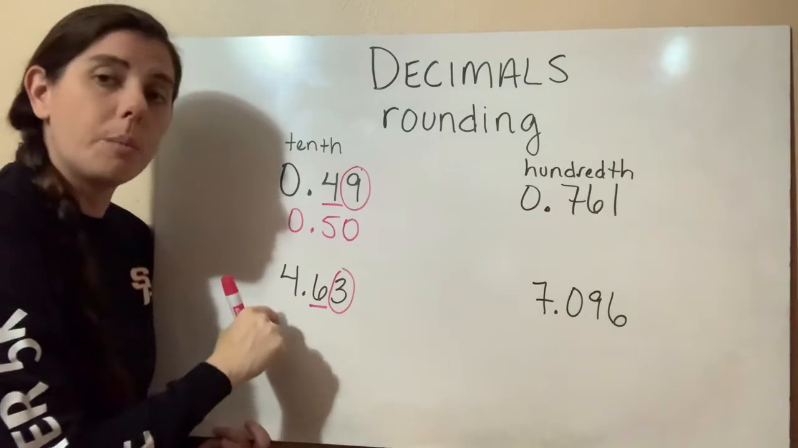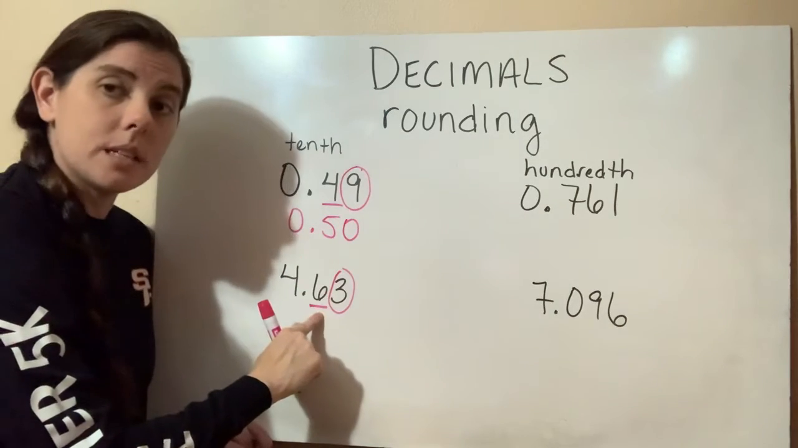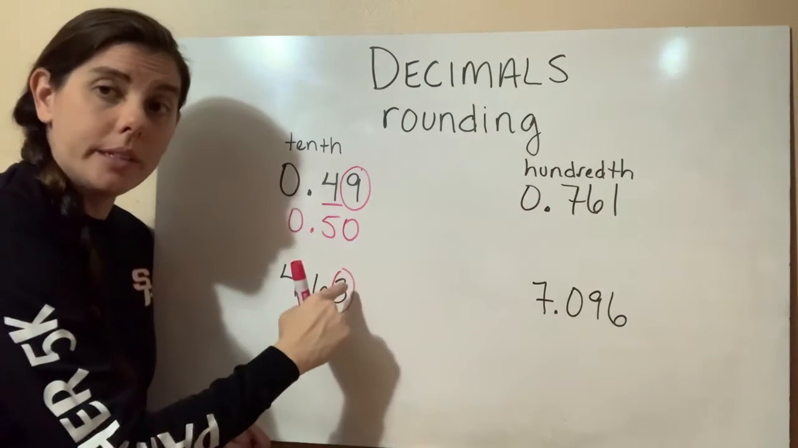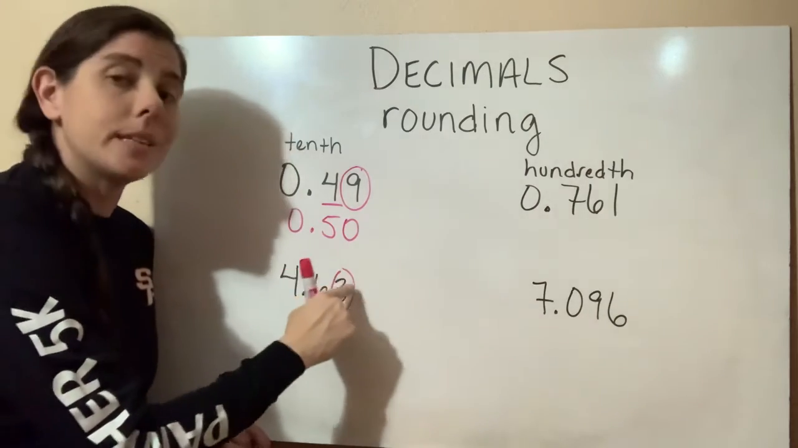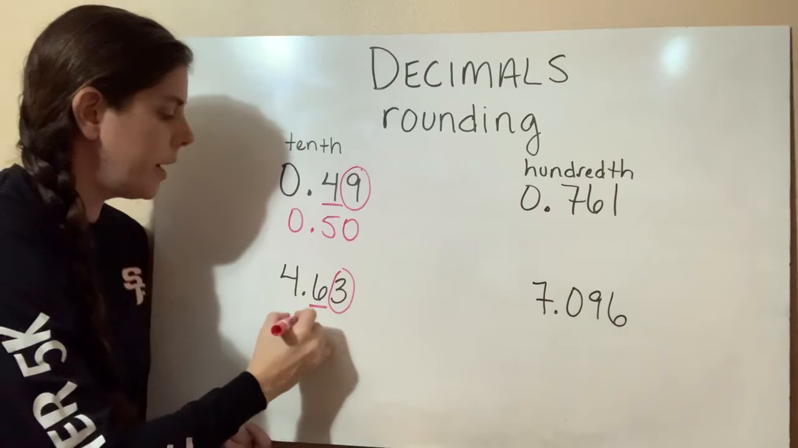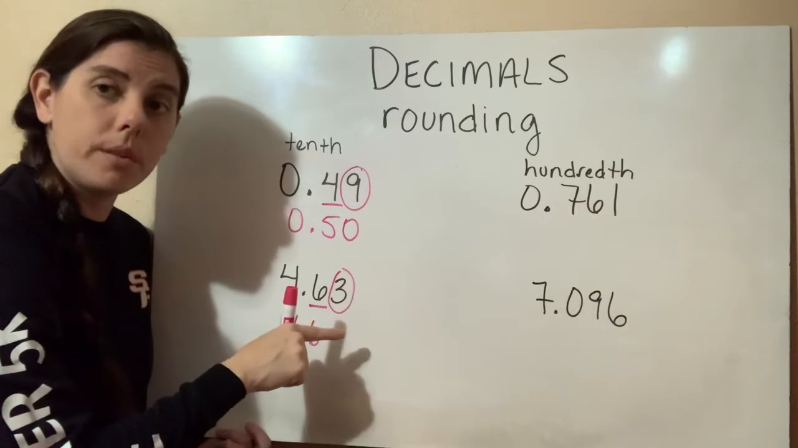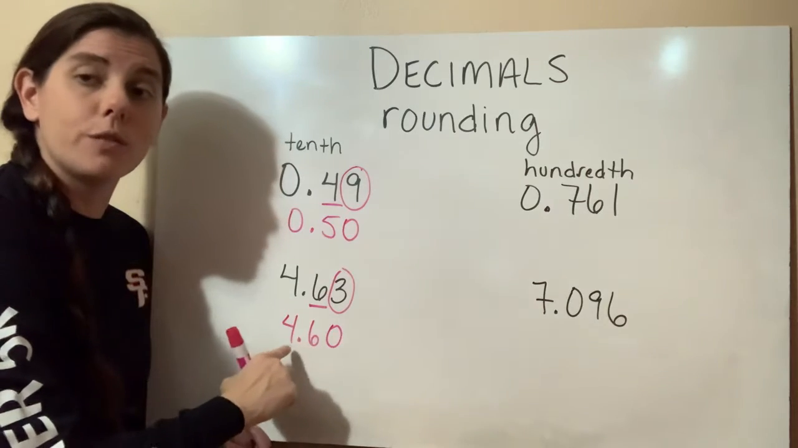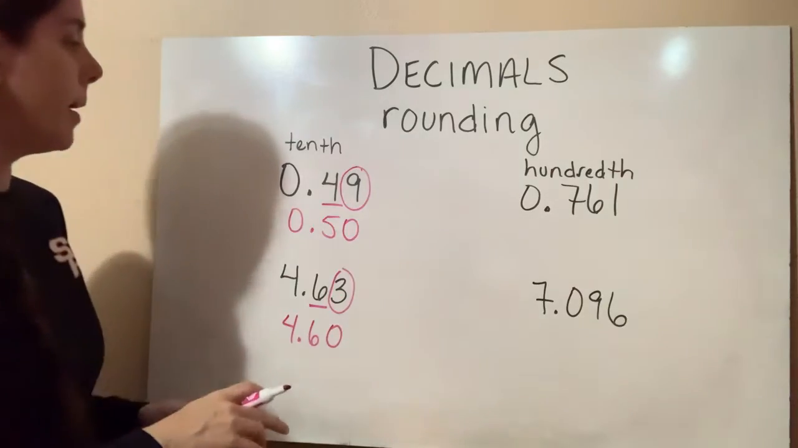So let's look at this one, 4.63, or 4 and 63 hundredths. Again, 6 is what we're rounding to because that's in the tenths place. 3 is the number to the right, so the 3 is going to determine whether the 6 stays the same or goes up one. Since 3 is a lower number, it's telling that 6 to stay the same. So we're going to have 4.6, and then everything past the number that we're rounding to becomes a 0. So now we have 4.6, or 4.60, or 4 and 6 tenths, however you want to word that.